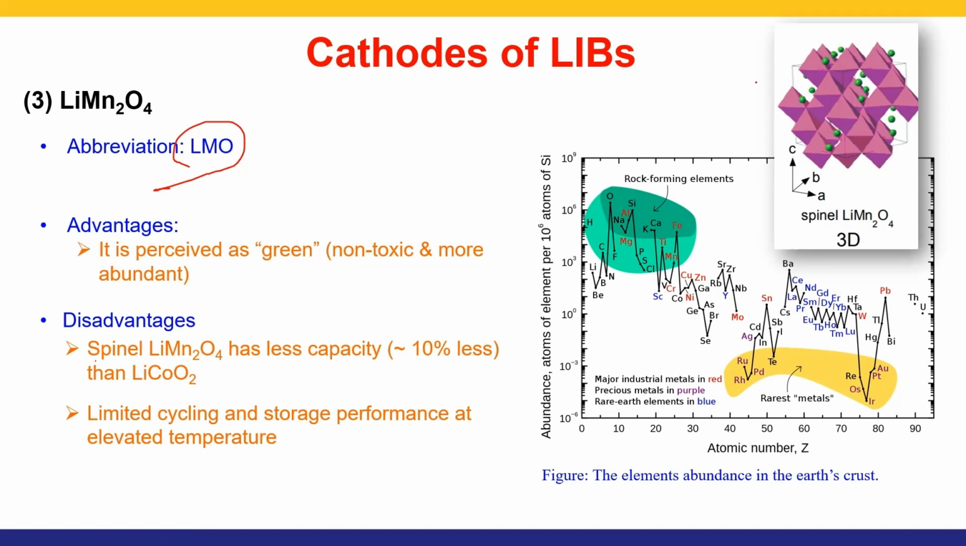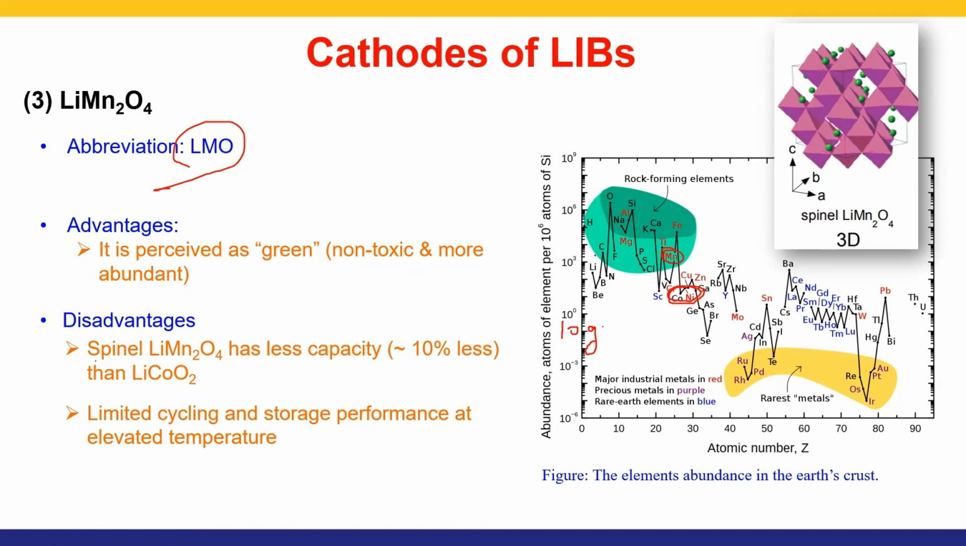It forms a three-dimensional network for lithium ion transport. In addition, it is referred to as green because it is less toxic as compared to cobalt and it has a very good abundancy as compared to nickel and cobalt on the Earth's crust. You need to be reminded that the figure here is in log scale. Hence, the abundancy difference between manganese and cobalt and nickel is huge.